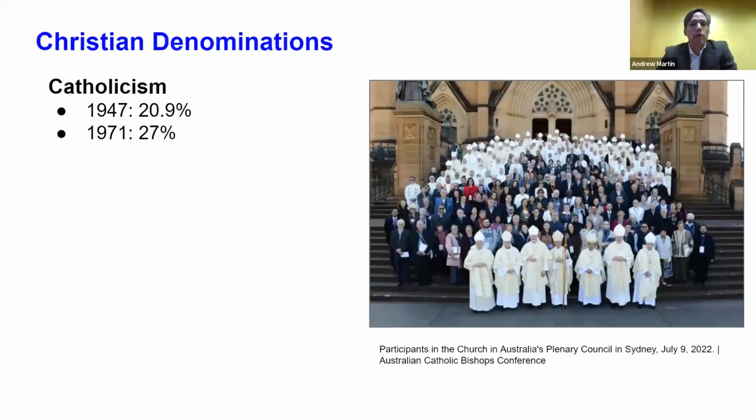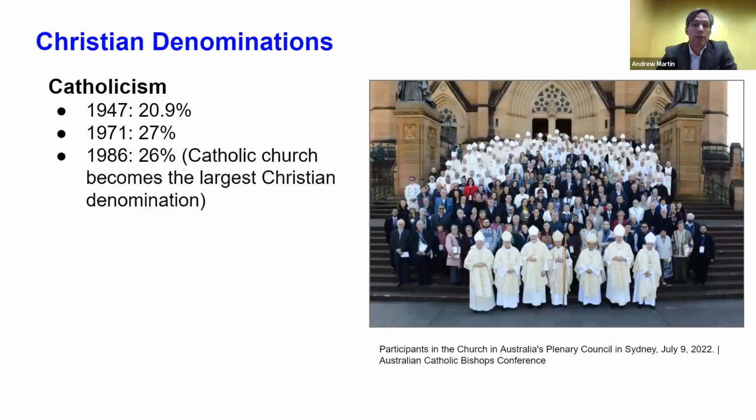In 1947, we had 20.9% Catholics. In 1971, White Australia disbanded, 27%. In 1986, 26%. Now, it is sort of that steadiness in number. There's been a big growth in Australia's population at that time, so more and more people actually were nominated Catholic during that time.